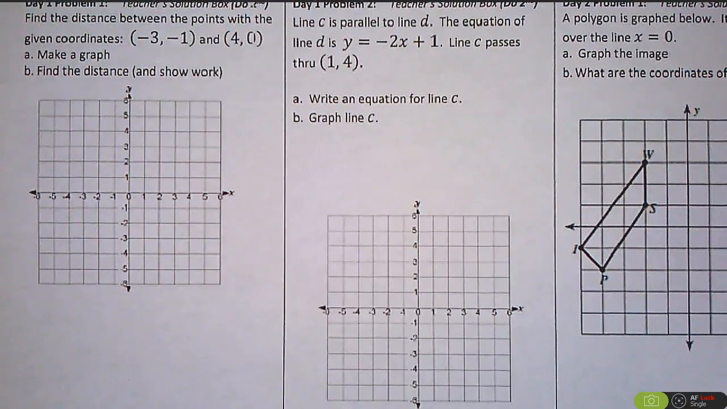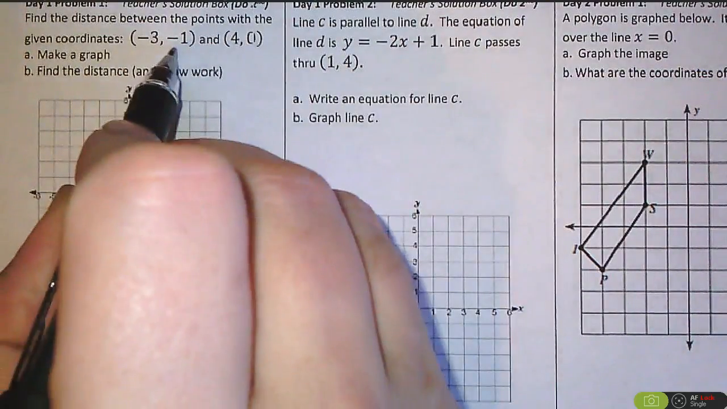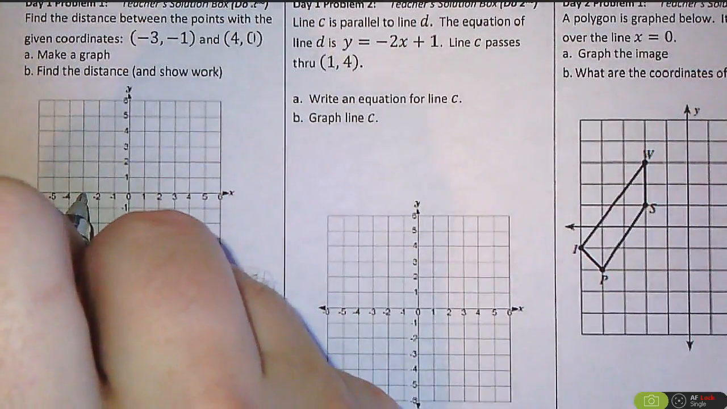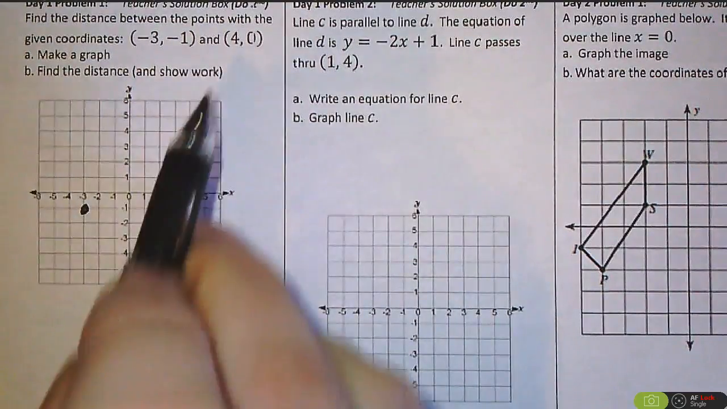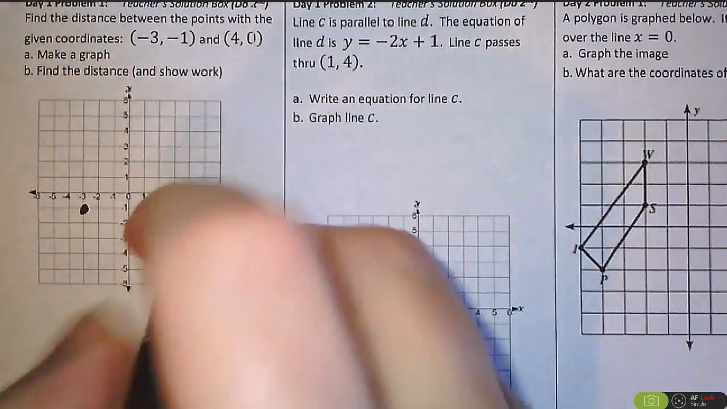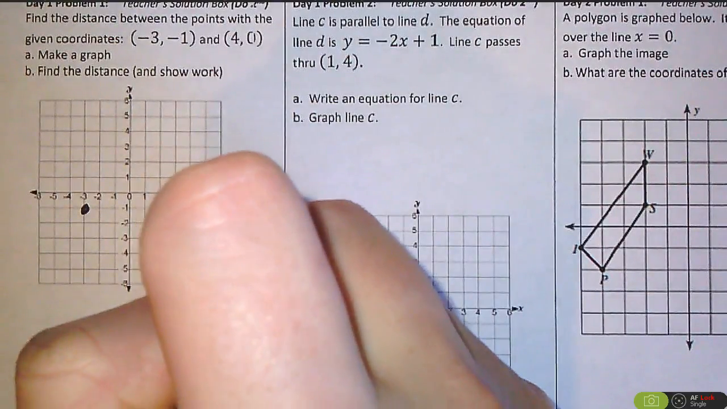Here's day one, problem one. Find the distance between these points. First, we need to graph them and then find that distance. So -3 comma -1 is left 3 and down 1. Here's that first point. 4 comma 0 is right 4, and then you just stay on the x-axis.